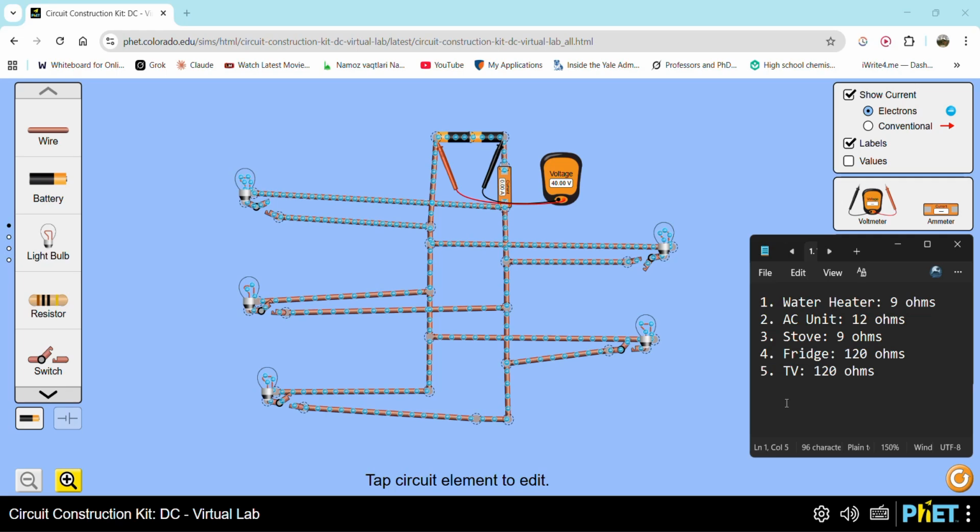Hi everybody, my name is Faizullah and now I would like to show you a small circuit that I built that represents my home's energy system.